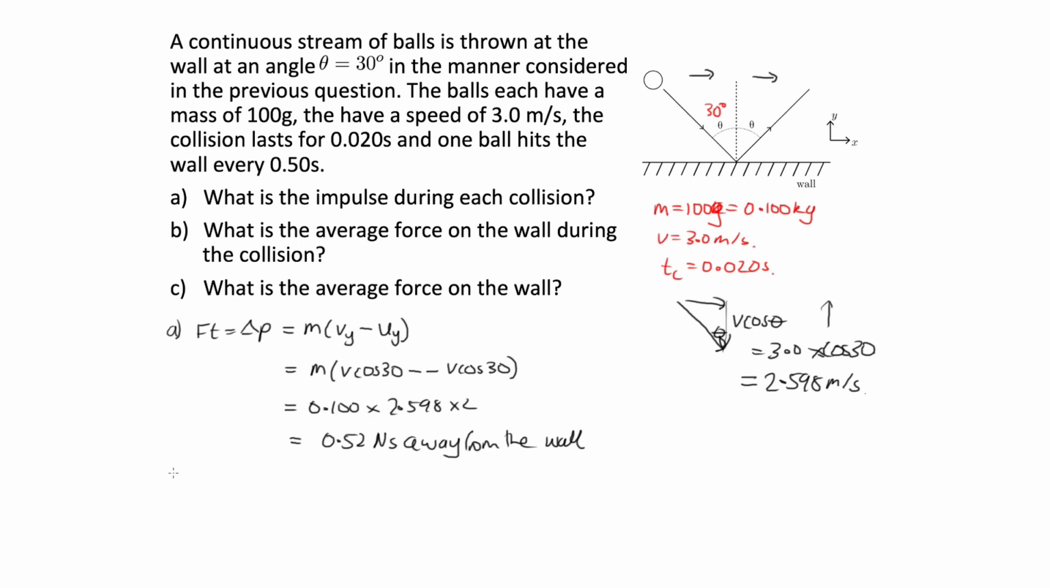Okay, now part B says, what is the average force on the wall during the collision? So now we're going to be using this equation, but the time that we're using is during the collision. So we can say the average force is equal to the change in momentum divided by the time, which is 0.52 divided by the collision time of 0.020. And so this is equal to 26 newtons away from the wall.